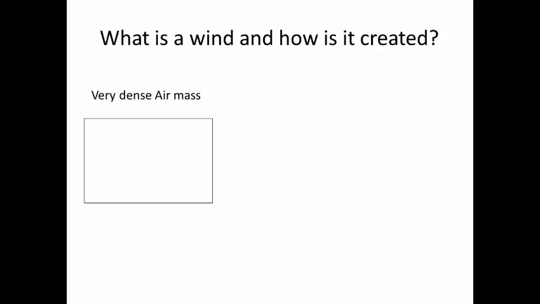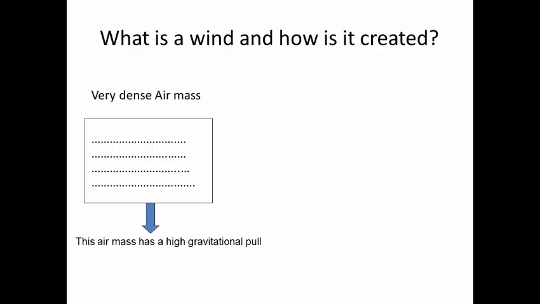This is a very dense air mass. The molecules, represented by dots within the air mass, are very close together, making it dense. Because the air is dense, we say that the air mass has a high gravitational pull. Thus we call it a high.